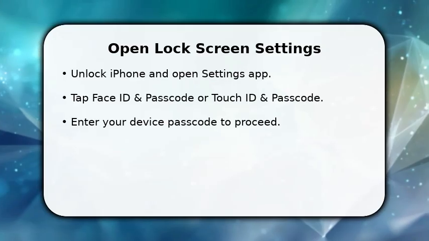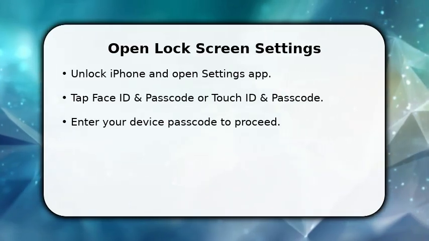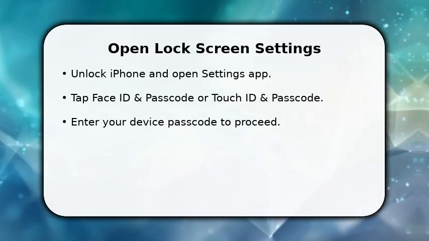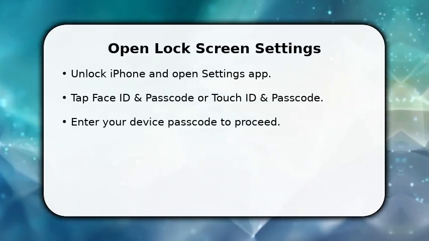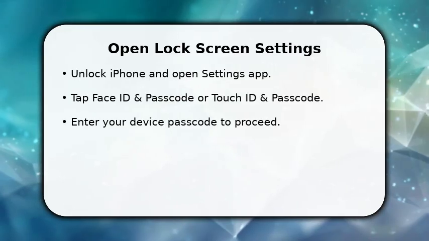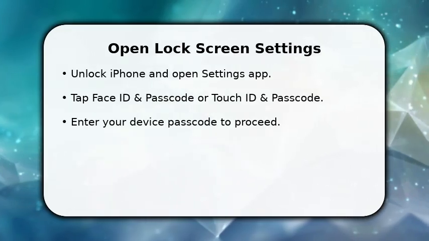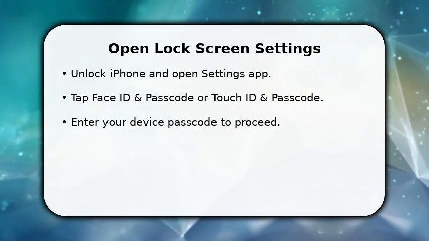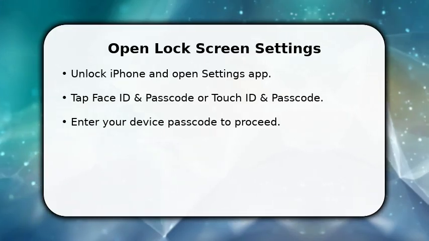You start by unlocking the iPhone and opening settings, go directly to Face ID and Passcode or Touch ID and Passcode. Enter your passcode when prompted, because changes to lock screen widgets require authentication. Once done, scroll to the Allow Access When Locked section. This is where lock screen elements are controlled.